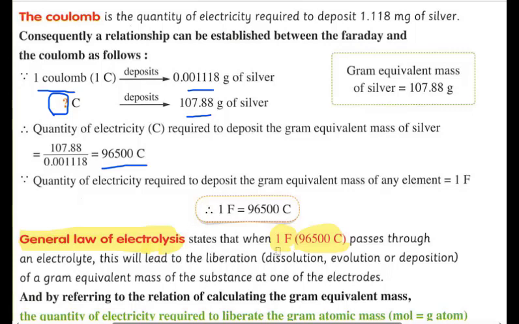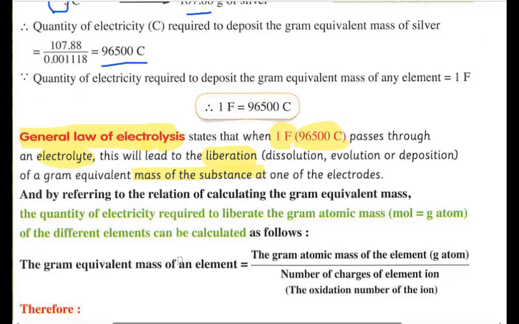So let's say it another time. 1 Faraday, which equals 96,500 Coulomb, if it passes through an electrolyte, will cause the liberation of the equivalent mass of any substance on any of the electrodes. So this is the general law of electrolysis. Here we want to calculate the equivalent mass of an element. It equals the atomic mass over the number of charges of the same element.